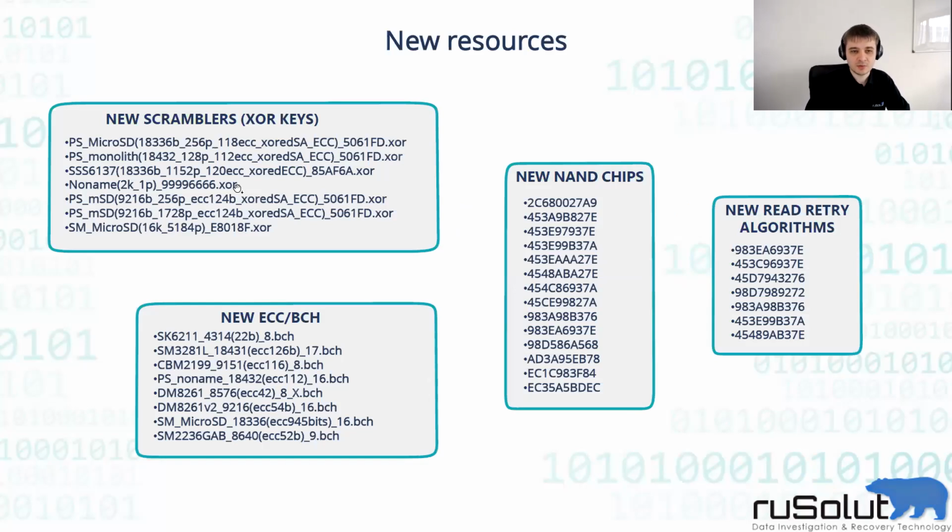In this update, as always, we have added some new XOR keys for Phison devices, for microSD and SD cards, as well as new ECC-BCH algorithms for devices, and new chip configurations and trial algorithms. These algorithms and configurations were partially added with the help of our partners. Special thanks for this addition to our technical partner, Arvika Data Company.